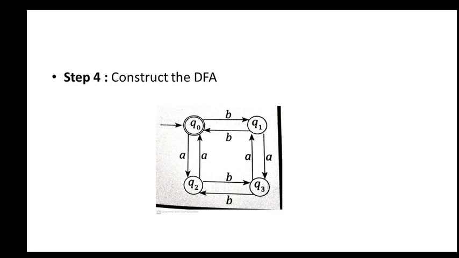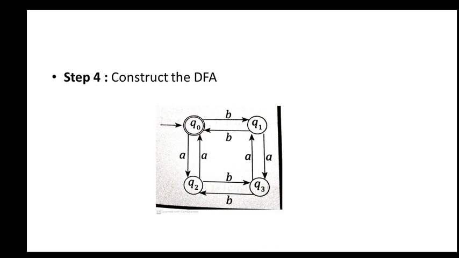A, B, B. It should not accept. A, B, B. It will come to the Q2 state. Q2 is not a final state, so that is wrong. A, B. Q1 is not a final state. That's why it should not accept.